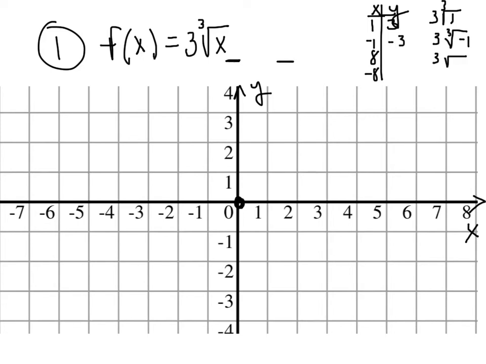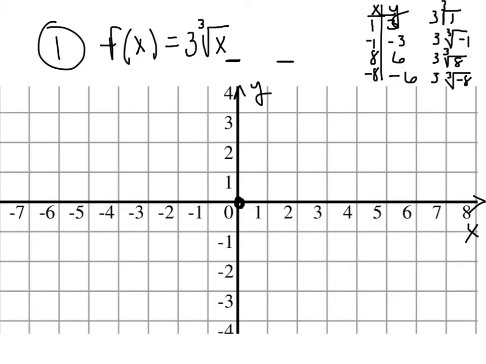3 times the cubed root of 8. What number times itself 3 times gives you 8? Well, it's 2 times 2 times 2. So the cubed root of 8 is 2. 3 times 2 gives me 6. 3 times the cubed root of negative 8. The cubed root of negative 8 is negative 2. Times 3 is negative 6.